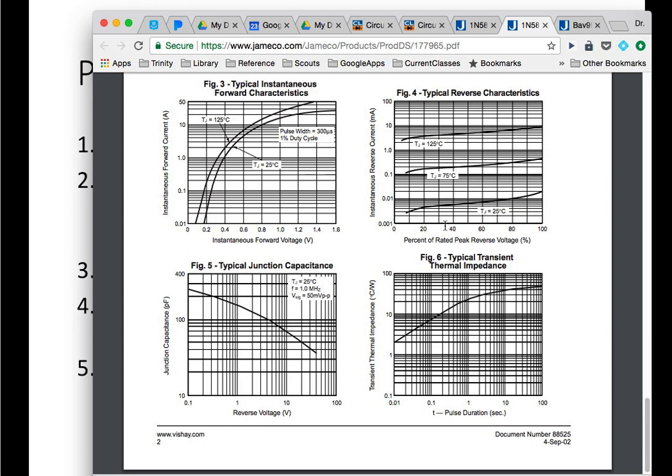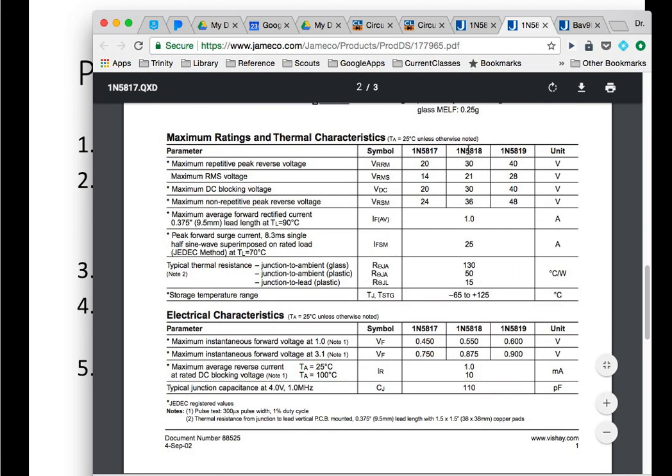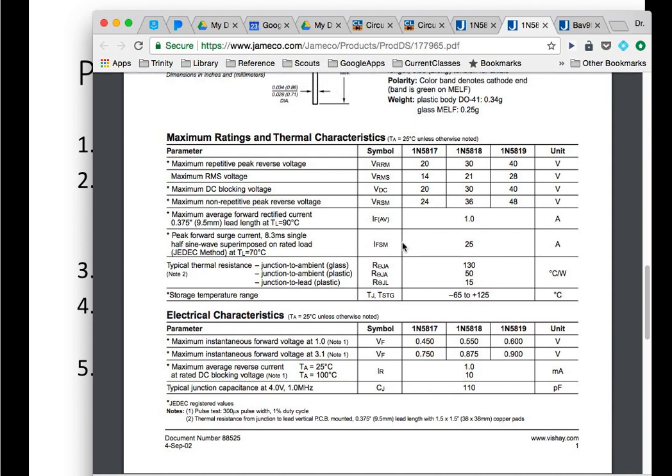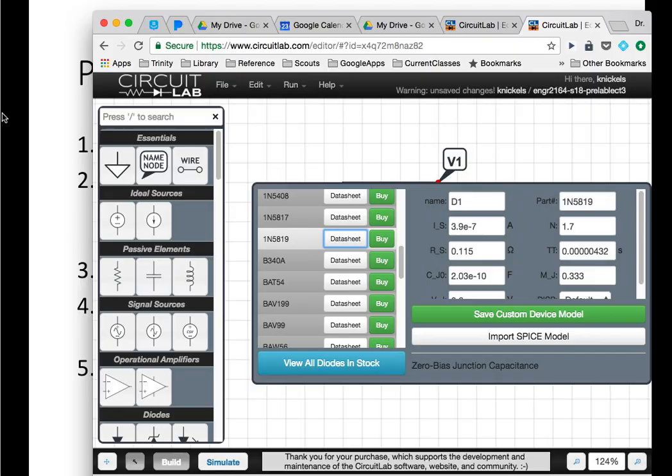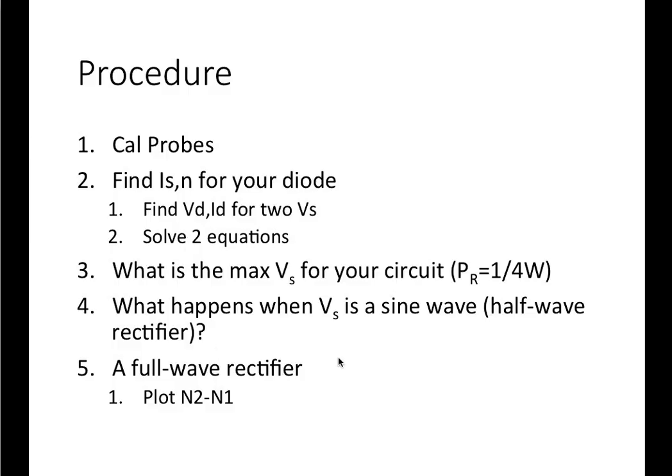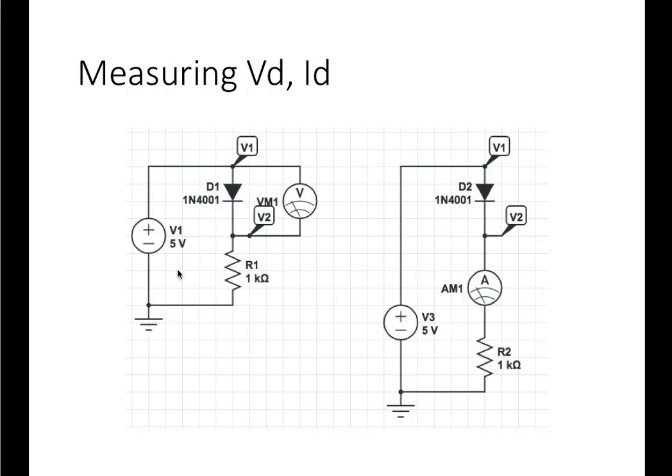For your diode, you're going to look up these parameters. Notice that there's something that's not on here. There's no N or saturation current on here. There's no IS or N parameters. So that's why we're going to experimentally look at those. How are we going to do that? Well, we're going to adjust V1 and get a couple of different data points on our curve. We know that we have a diode curve, and we're going to measure a couple of data points, then use just mathematics to back those 2 parameters out.